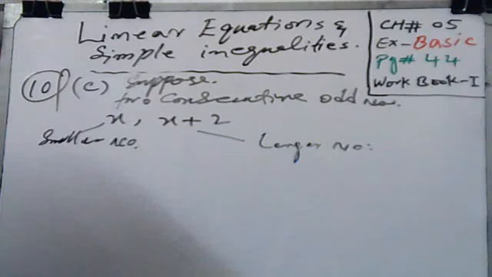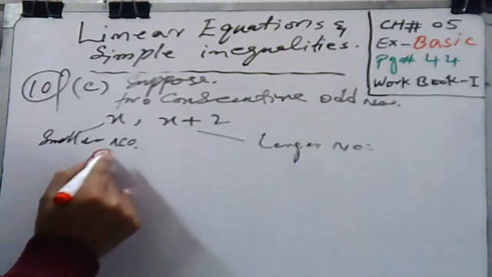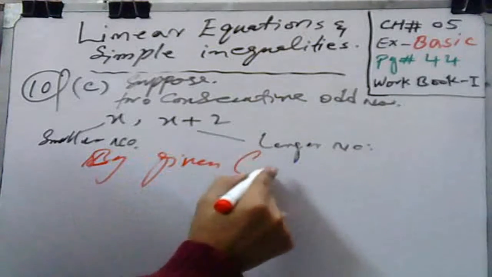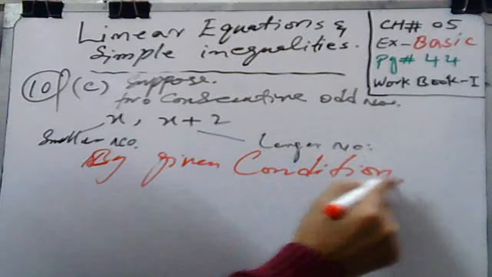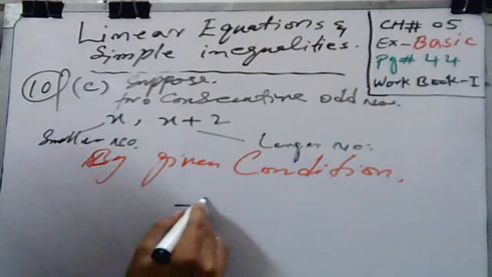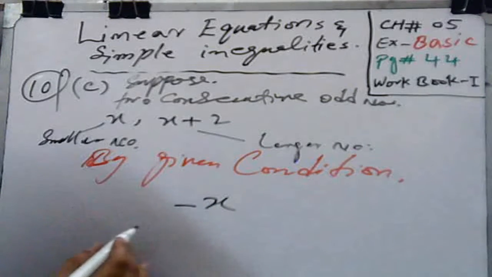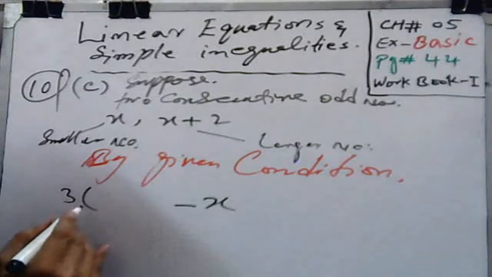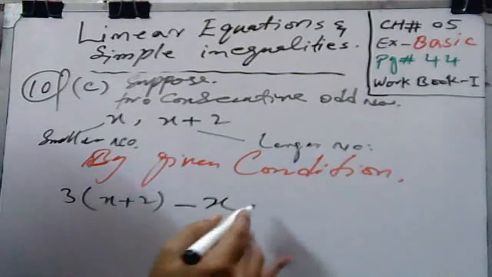We have been asked, reading the statement once again: when the smaller number is subtracted, the smaller number is x, from 3 times the larger number, the larger number is x plus 2, the result will be equal to 56. So that is our given condition if we read the statement.